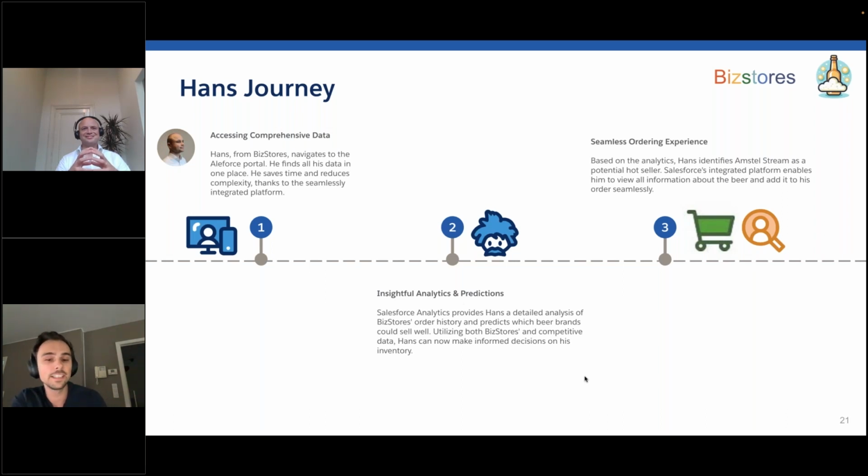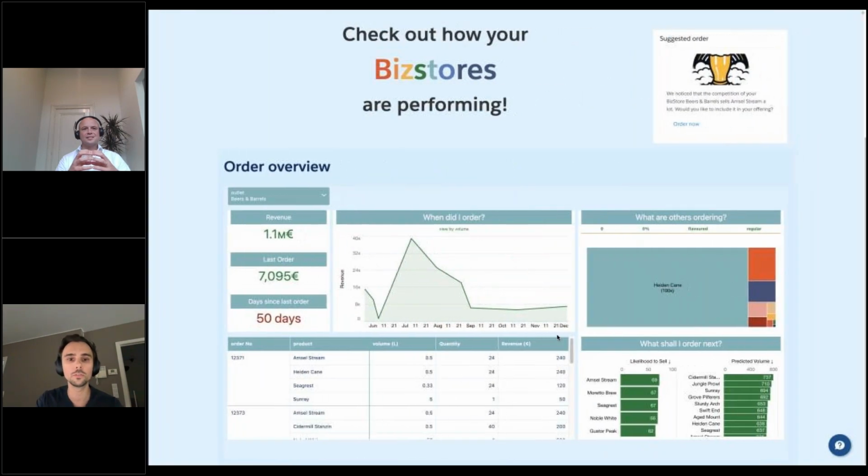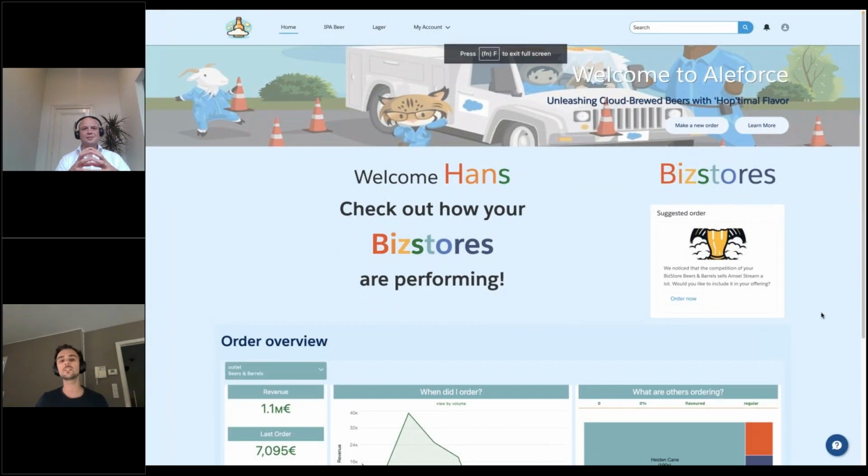So the next thing is, thanks to the suggestions, we get the seamless ordering experience. That's also why we're talking about Commerce Cloud. So in the same environment, Hans can decide, okay, I'm taking these suggestions from Einstein and I'm going to buy the beer and I will see what will happen. So let's now dive into the demo. So the demo, how does it look? So Hans logs in and he immediately sees, welcome to Salesforce, unleashing cloud brewed beers with optimal flavor. That's like the Salesforce mantra for the moment. And that's also why they're very good at it. So welcome, Hans.